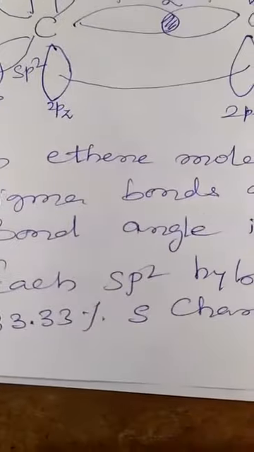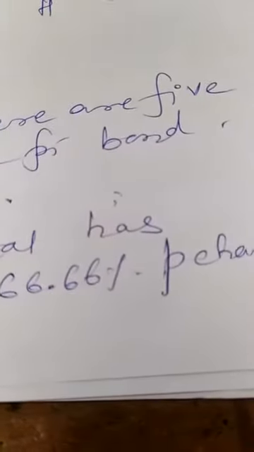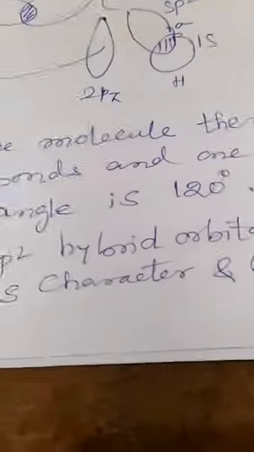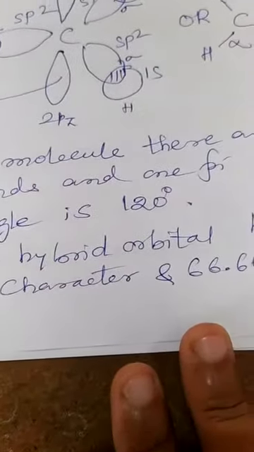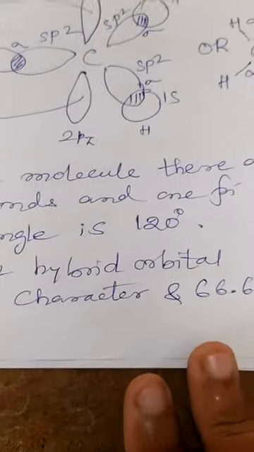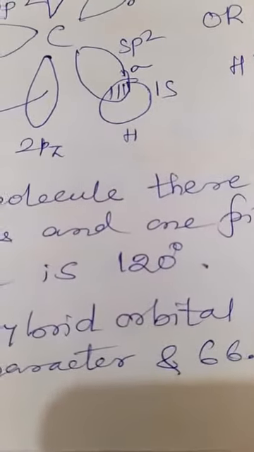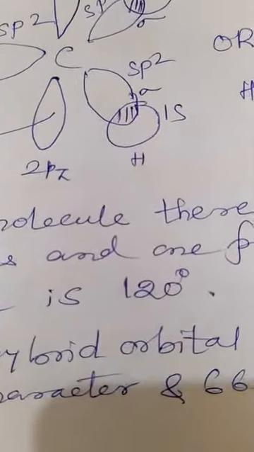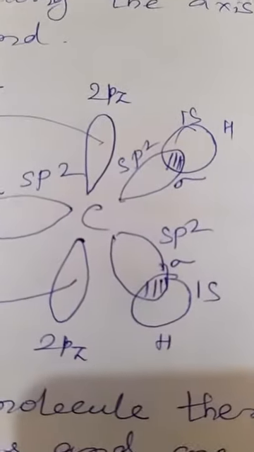Now coming to the percentage of S character and P character, the ratio is 1:3. So it will be 33% S character and 66.6% P character. And remember, for an sp2 hybridized carbon atom involved in the formation of the bonds, the bond angle is 120 degrees. So this is in detail regarding sp2 hybridization by considering ethene as an example.